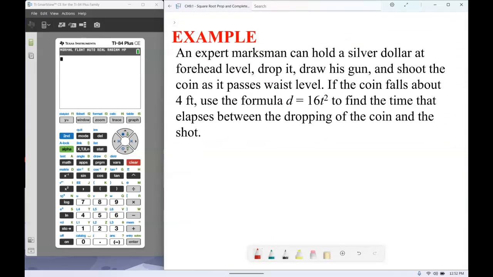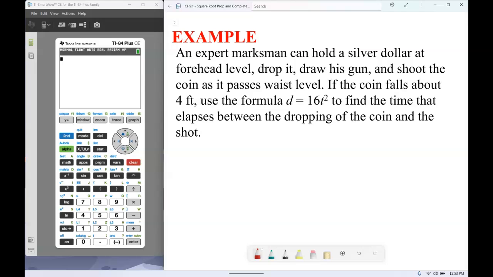We have a word problem. Same idea. I want to reiterate with word problems: first, identify what you are solving for. What is it that we need to answer? An expert marksman can hold a silver dollar at forehead level, drop it, draw his gun, and shoot the coin as it passes waist level. If the coin falls about 4 feet, use the formula D equals 16t squared to find the time that elapses between the dropping of the coin and the shot.